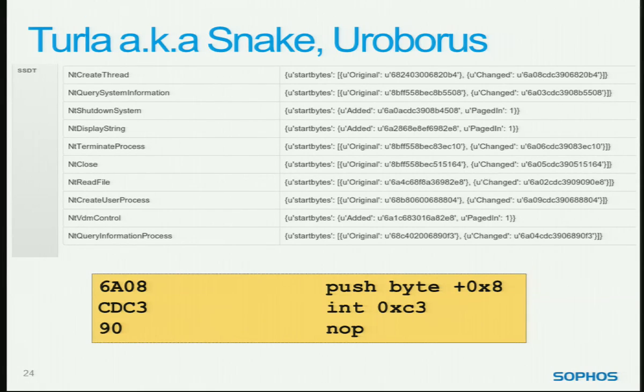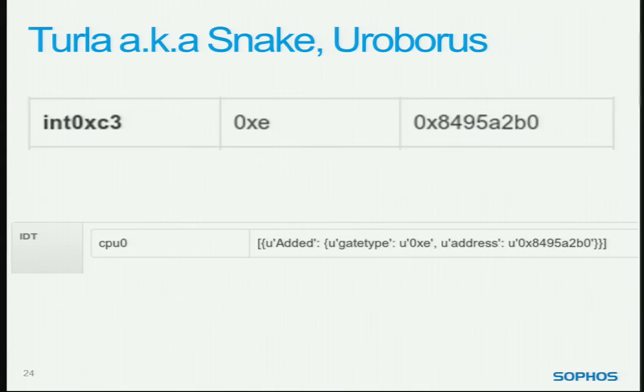We can get the start bytes of those, and if we disassemble them, we see we've got a push, and then we have an interrupt. This is interrupt C3. And if we have a look at the IDT modifications, lo and behold, we have C3. If we were to take this VA here, we would see that it lies within the kernel module that's been added, so we can directly attribute this interrupt to the driver that's been added.